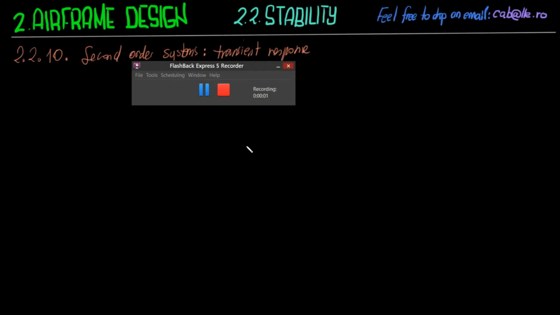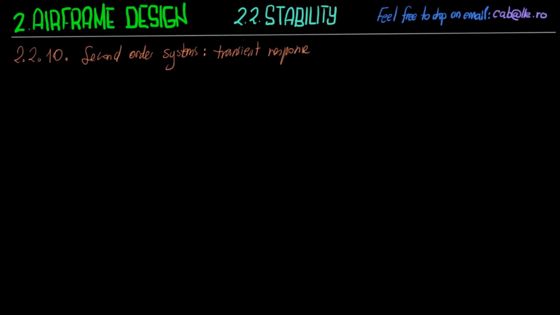First, I'm going to be discussing the transient response to a second order system. So remember, the transient response is the first few seconds of the response while the system is still stabilizing itself.